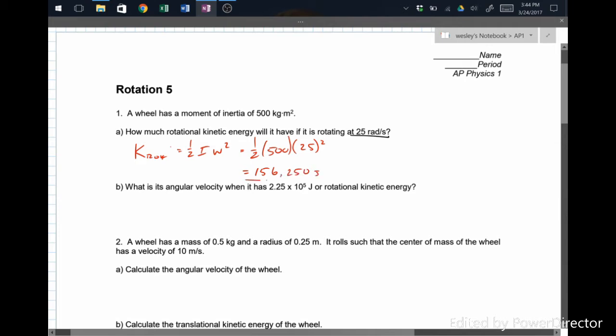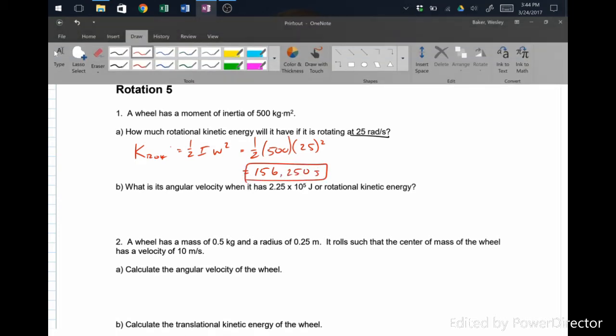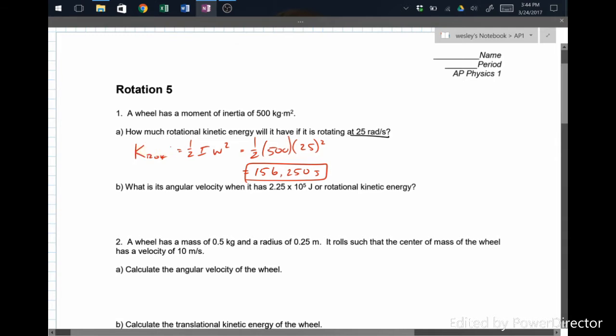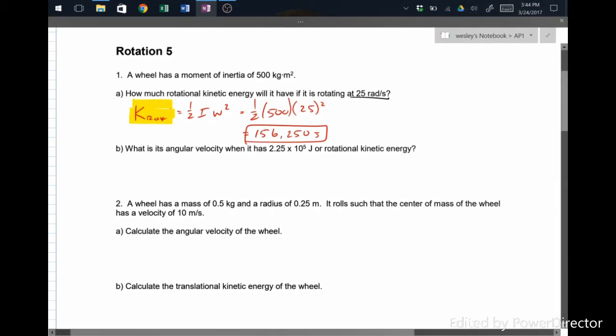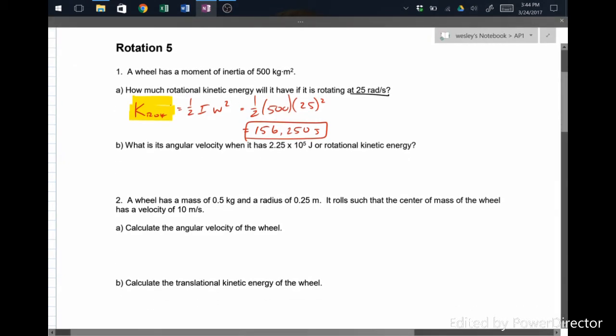156,250 joules. So all we've got when we're talking about rotational kinetic energy is a new way to calculate kinetic energy. Anytime something's spinning, we're going to have this kind of energy. So, what is the angular velocity when it has this many joules of rotational kinetic energy?